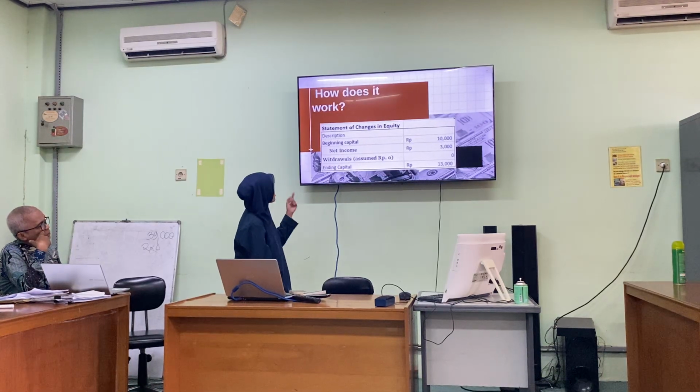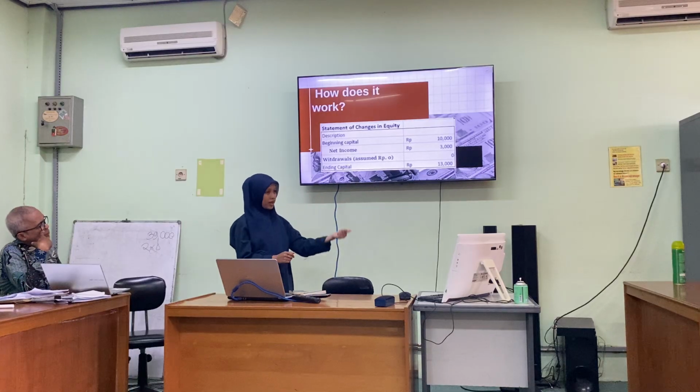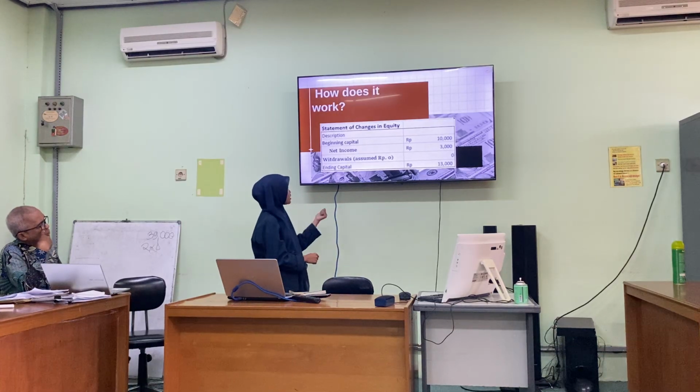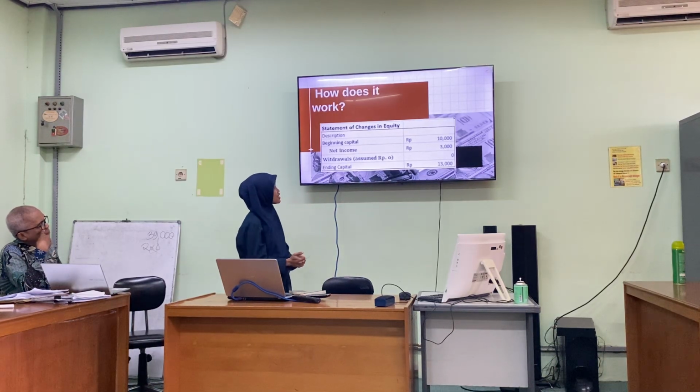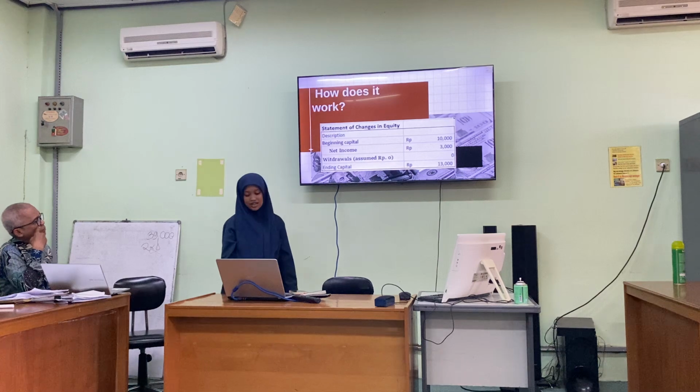And then the statement of change in equity. Description: the month's beginning capital is 10,000 rupiah. The net income is 3,000 rupiah. Withdrawals, assumption is 0 rupiah. And then ending capital is 13,000 rupiah.